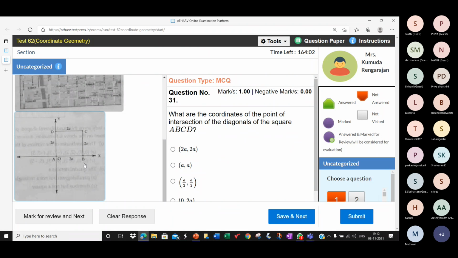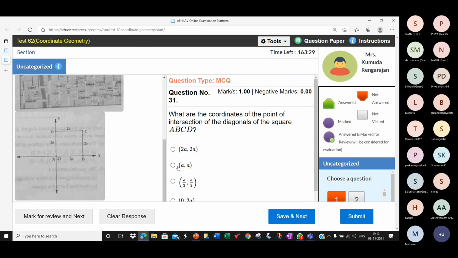So supposing we take the diagonal AC. As I'm saying, you should be working in your book, children, and keep writing. By the time I finish talking, you should have got the answer. The coordinates of A are 0, 0. The coordinates of C, 2a, 2a. Midpoint formula, 0 plus 2a by 2, 0 plus 2a by 2. That gives you a, a.